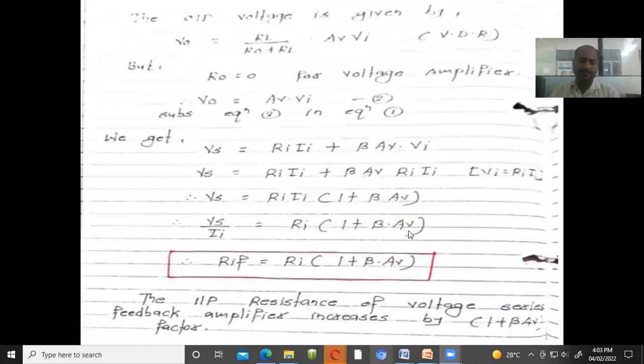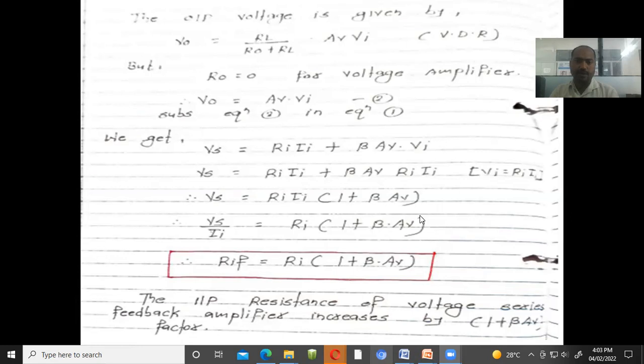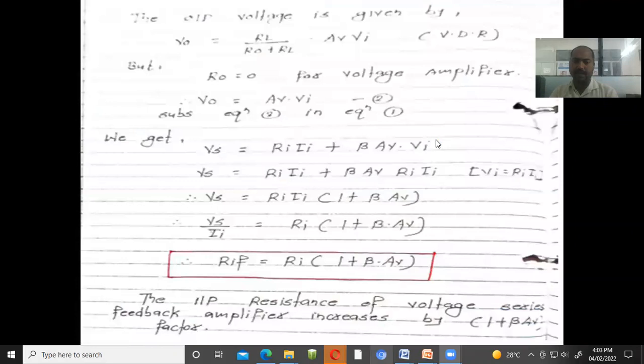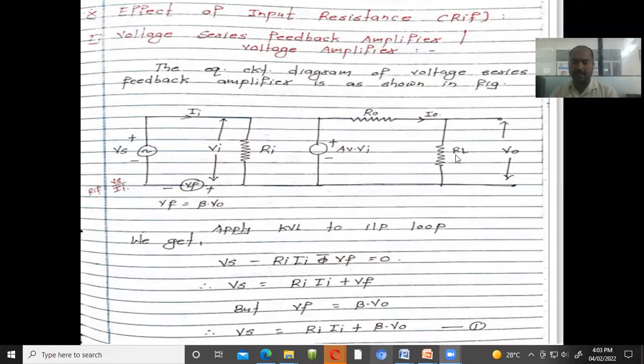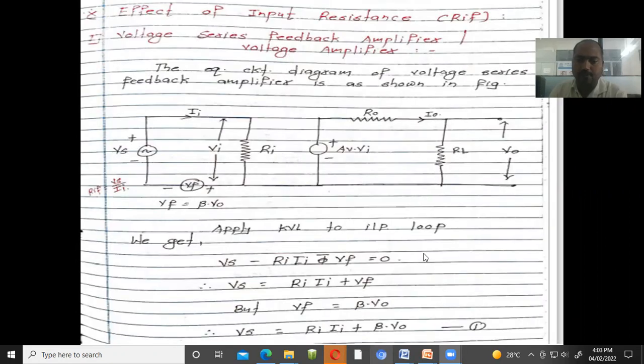Okay. Now see, the equation for Vs is Ri Ii plus beta into V0. Now, the output voltage, V0 with respect to this, how will we find it? Here we have to apply the voltage divider rule. If we apply the voltage divider rule here, it is the resistance divided by the sum of both resistances, times the applied voltage. If we want to find the output voltage, we have to apply the voltage divider rule.